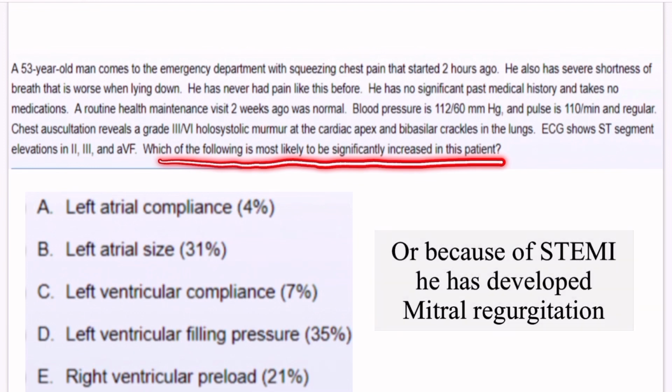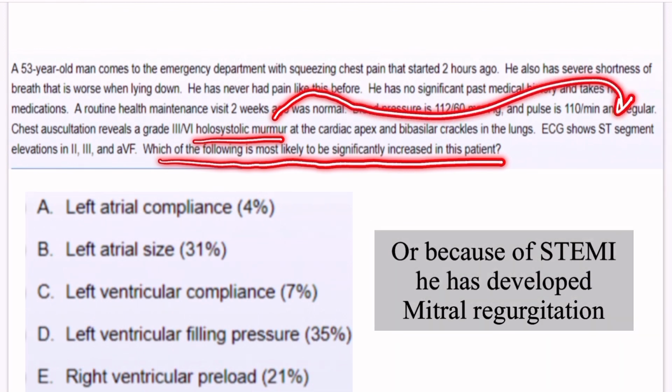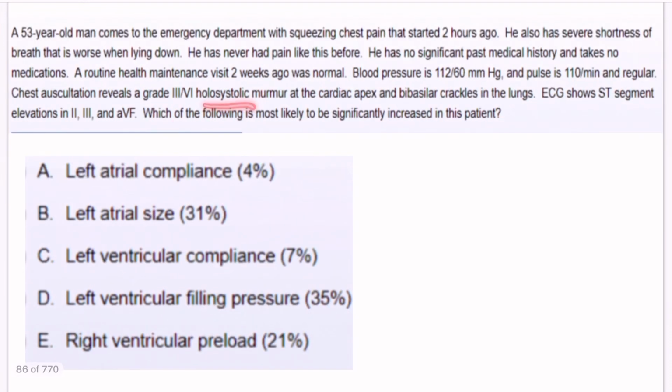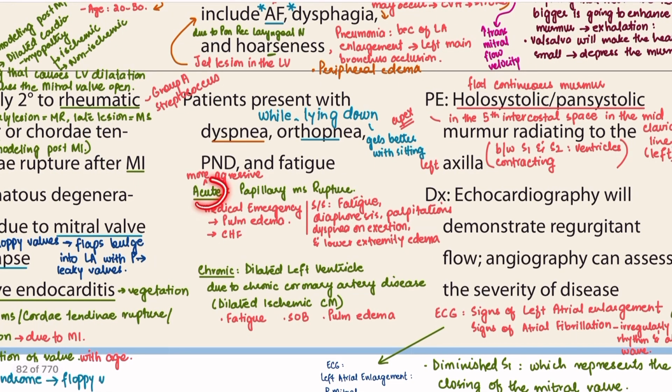So now that we have established that this patient has mitral regurgitation, and because of it he is now going into STEMI, we can safely say that this is an acute condition and something has happened that has caused the patient to have mitral regurgitation acutely. So in acute conditions, what can happen? If you remember, we had discussed that in acute conditions, the papillary muscles can rupture, which is a medical emergency, and it causes pulmonary edema and congestive heart failure, and the signs can be fatigue, diaphoresis, palpitations, dyspnea on exertion, and lower extremity edema.